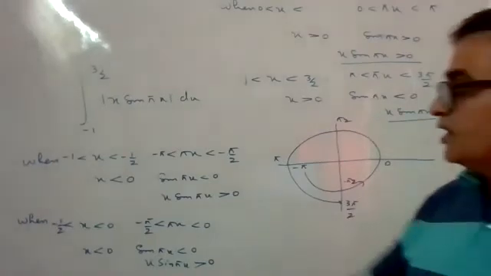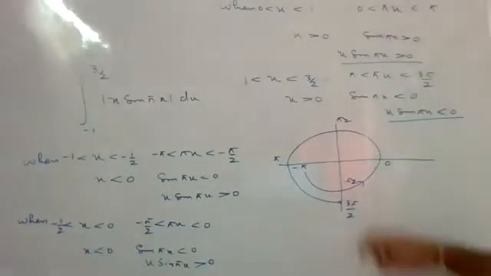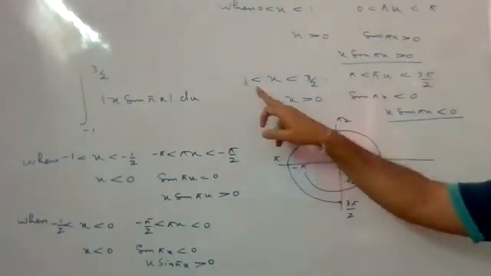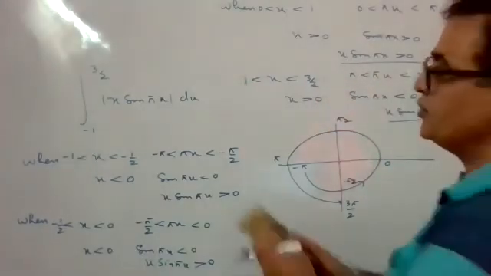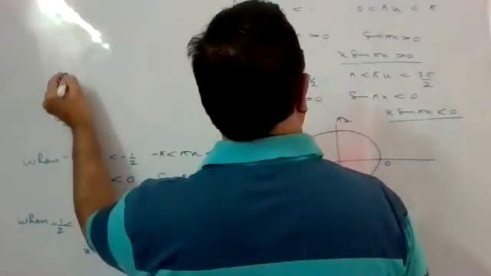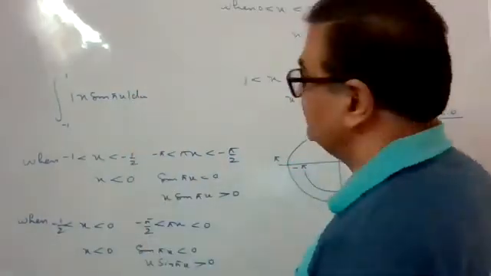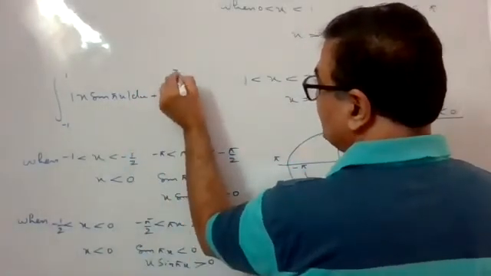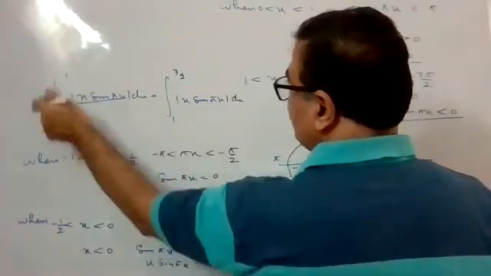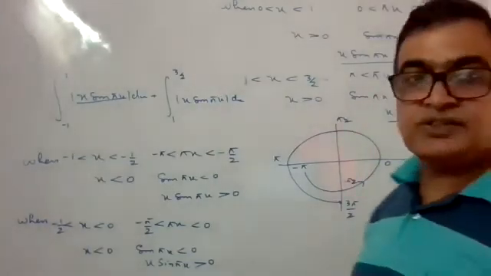Now check here. -1 to -half, it is plus. -half to 0, it is also plus. Then 0 to 1 also it is plus. The change will happen only from 1 to 3 by 2. This means we split this question into two parts: integral from -1 to 1 of modulus x sin pi x dx, and second, from 1 to 3 by 2 of modulus x sin pi x dx. This quantity is plus in this interval and that quantity is minus. Yes and no?